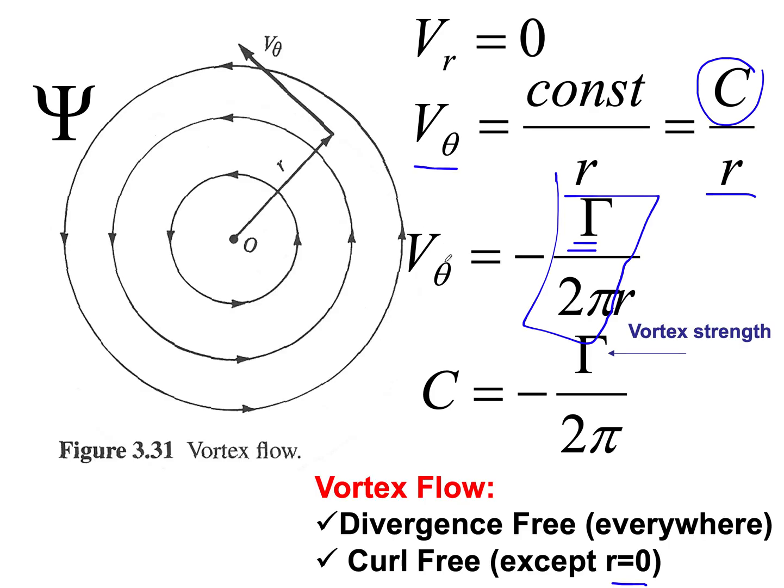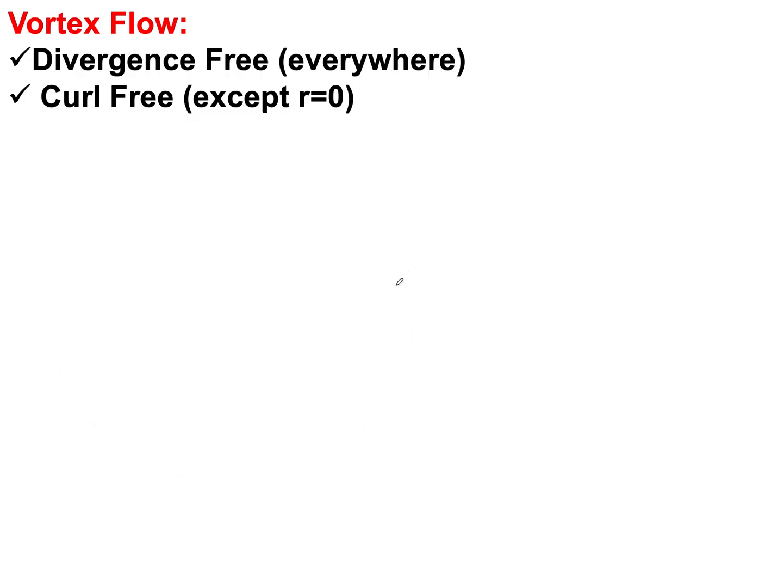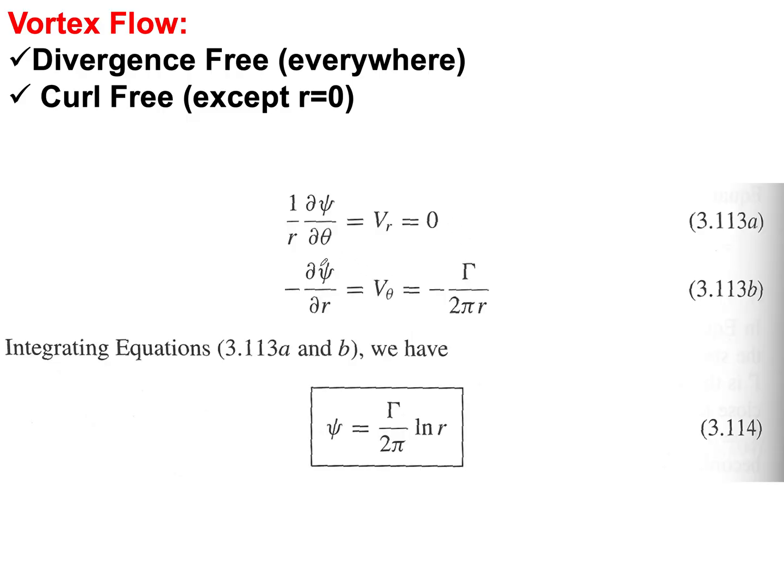So we have the tangential velocity. We can now get the stream function, and so we have v_r is 0, and v theta is given. So v theta is minus dψ/dr. So we get ψ to be Γ over 2π log r.